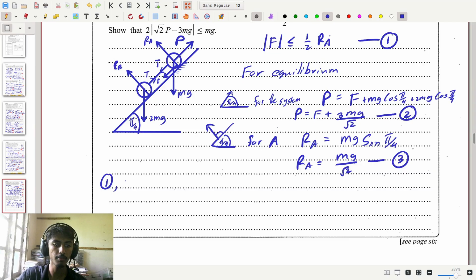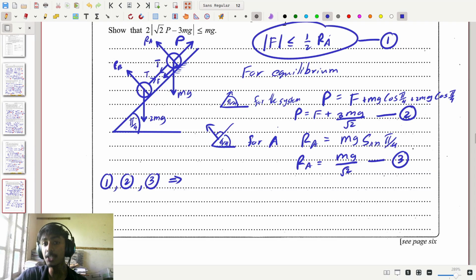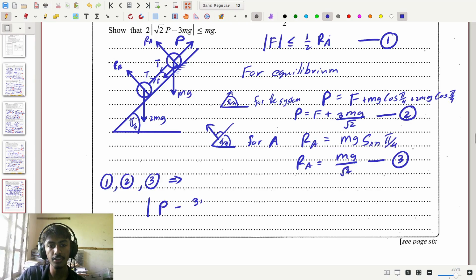So doing so, I can see from 1, 2 and 3, if I substitute into 1 the values from 2 and 3, from 2 I can see I get P minus 3mg over root 2 equals F. So therefore I get for modulus of F, modulus of P minus 3mg divided by root 2 less than or equal to 1/2 RA, and for RA we get mg over root 2. So therefore I get 1/2 mg over root 2.